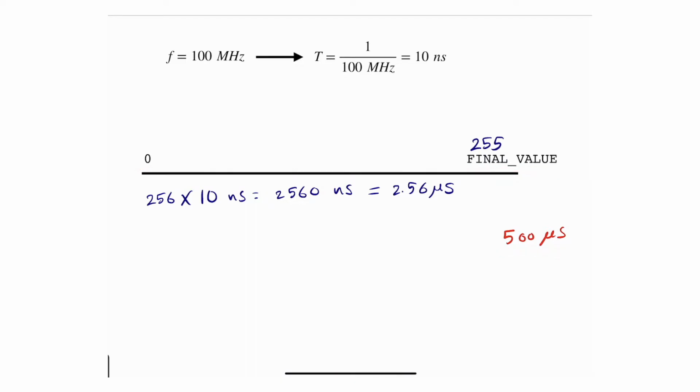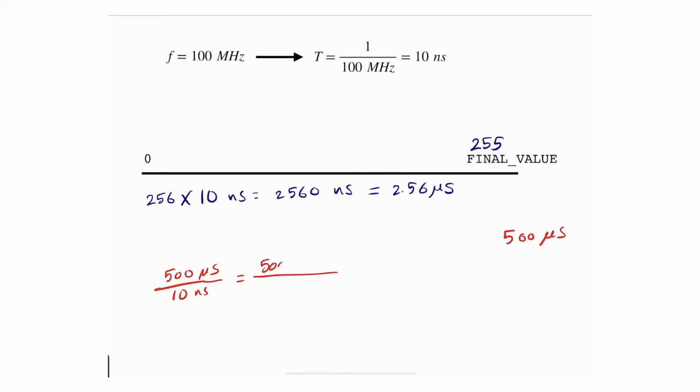Really, the question I'm asking is how many 10 nanoseconds there are, because it's going 0, 1, 2, all the way to the final value, and I need it to last for 500 microseconds. What I'm really asking is how many 10 nanoseconds I have within those 500 microseconds. The answer is 500 times 10 to the power 3, divided by 10. I'm converting it because I need to convert microseconds to nanoseconds.